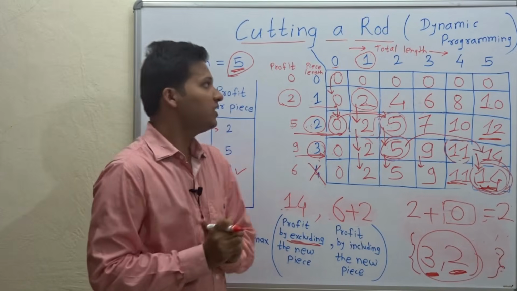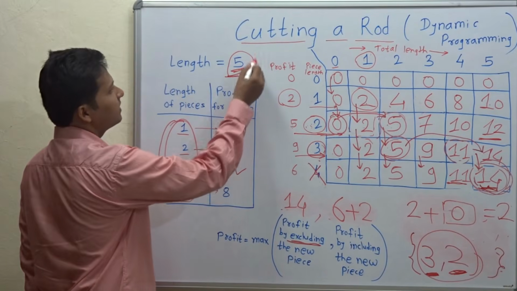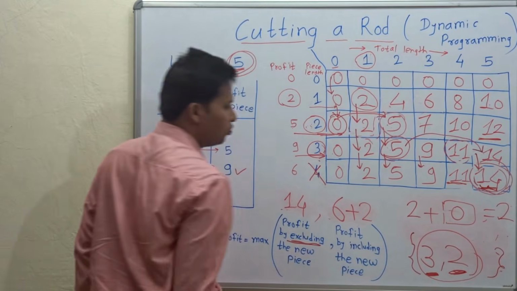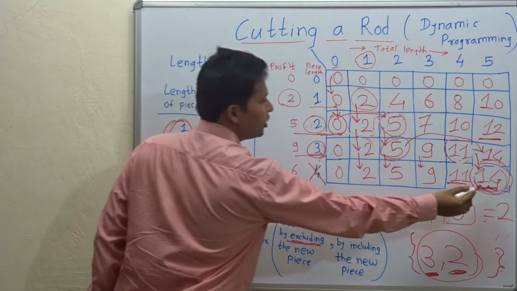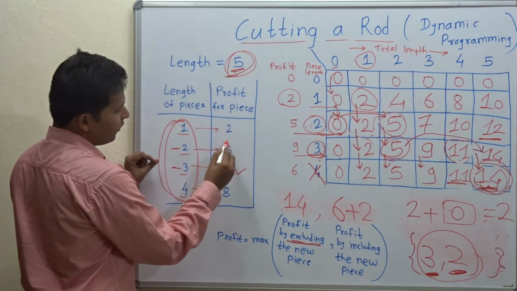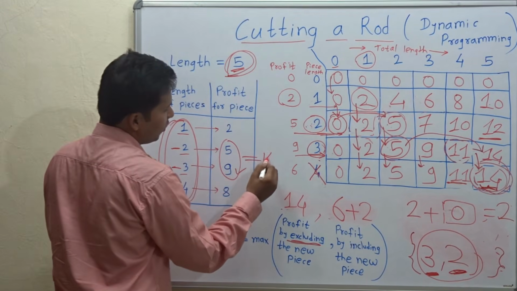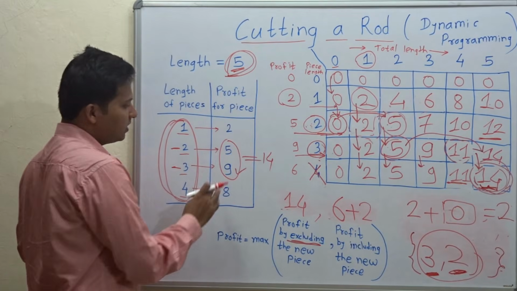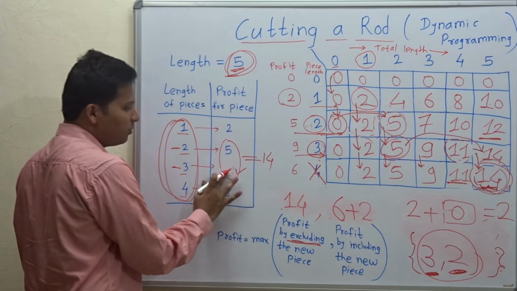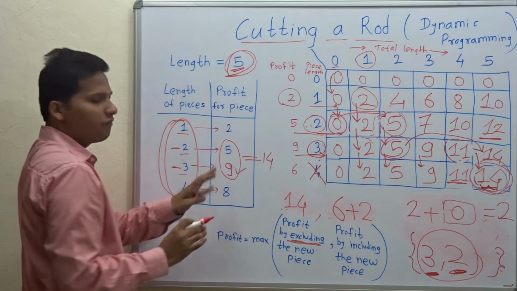So this means we can divide the rod of length 5 into pieces of length 3 and 2 to have a maximum profit of 14. That is 5 plus 9 is 14. Here by mistake I had written 7, but actually this should be 9, that profit value.